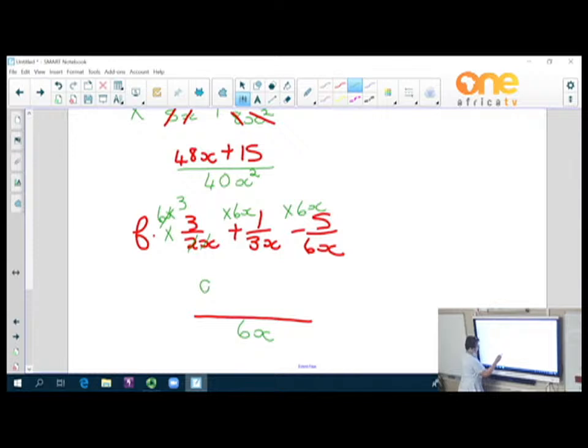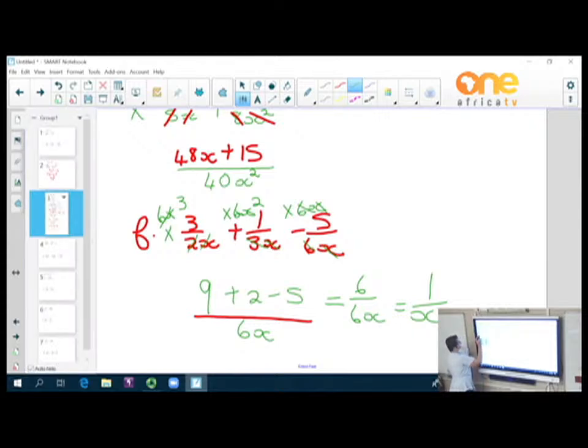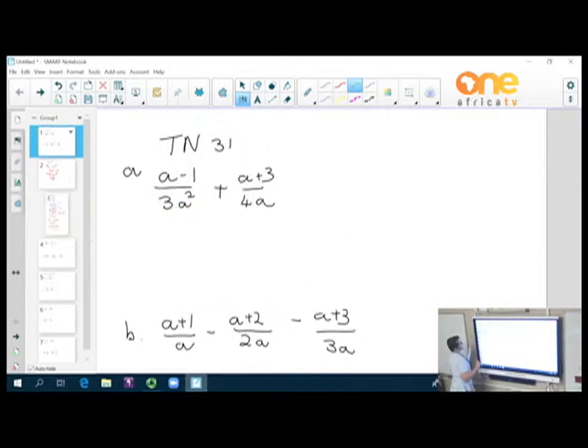So then we have 9. Here it will be 2. And here it will be minus 5. So my final answer is then 6 over 6x, which simplifies to 1 over x. That's your final solution on that one. Right. Now we're looking at Try Now 31.